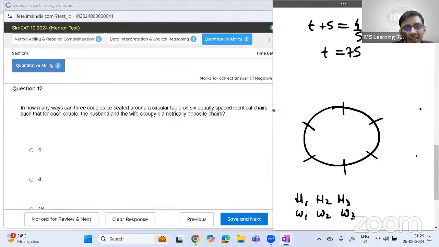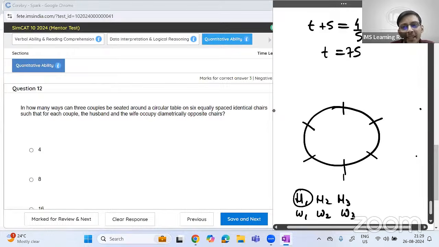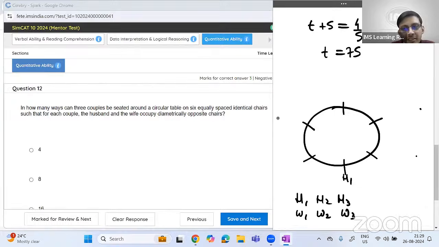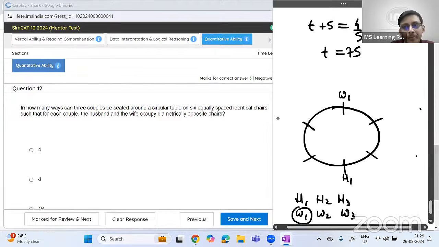Okay, so I think the best point to start with would be to place any person on the circle. That's what we learned, that place anyone on the circle. There is just one way to do it. All the places are identical. So let's say if I place H1, I can just do it in one way. Now husband and wife will be opposite, so I will have to put W1 here.